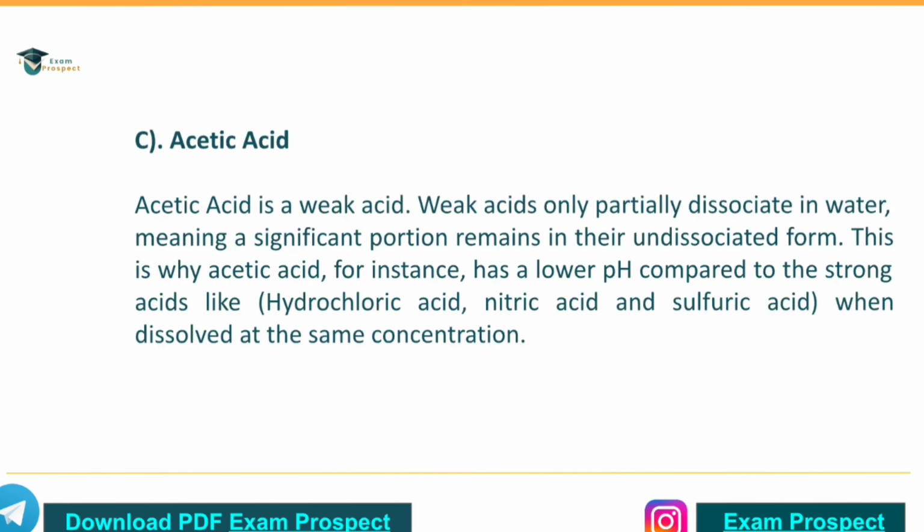Here, acetic acid is a weak acid because weak acids only partly dissociate in water, meaning a significant portion remains in the undissociated form. And this is why acetic acid, for instance, has a higher pH compared to strong acids like hydrochloric acid, nitric acid, and sulfuric acid when dissolved at the same concentration.